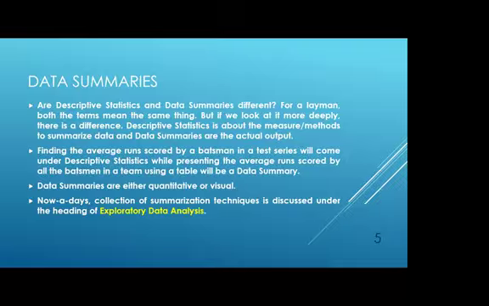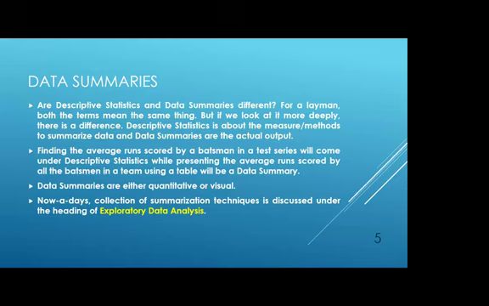So when you talk about descriptive statistics, you are talking about the methods, like say your average, your mode, your other things. And the output you get, that is actually a summary. So descriptive statistics are the methods and data summaries are the output. So you use the descriptive statistics to get hold of your data summaries.